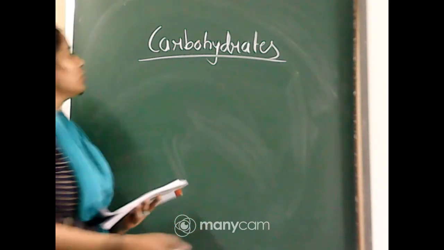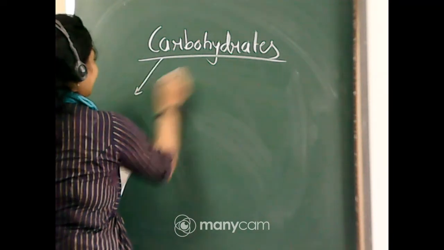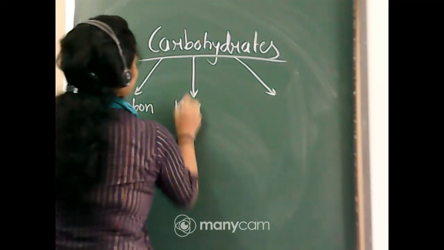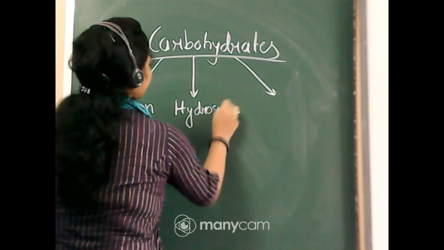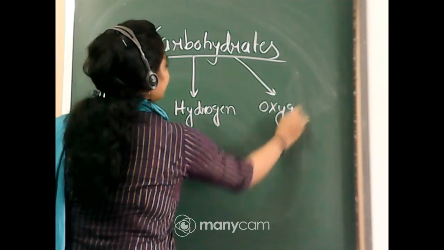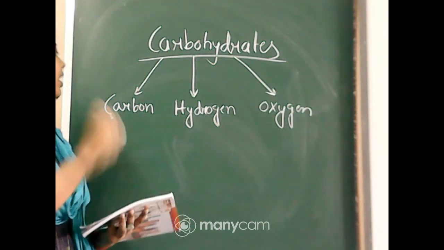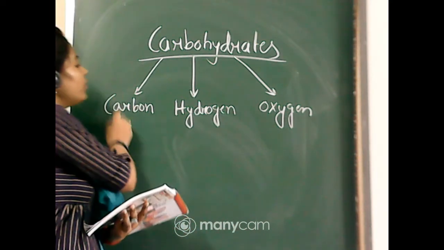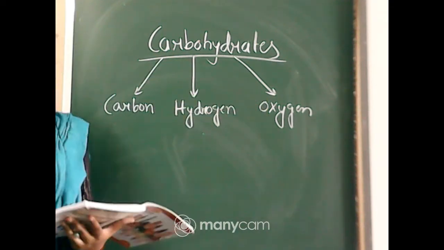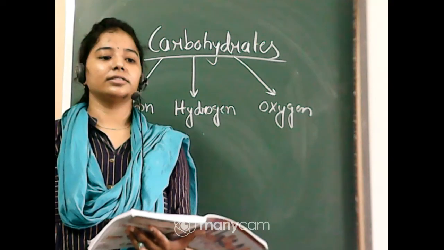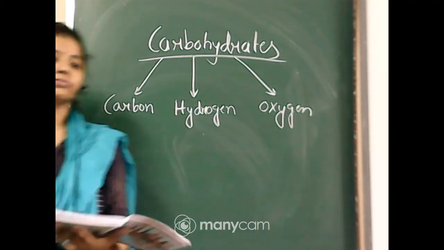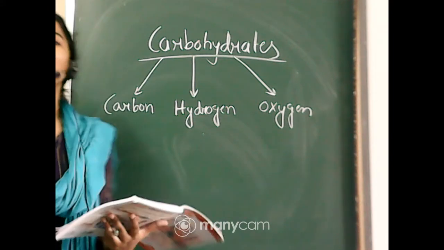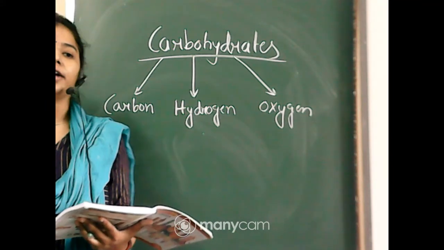So here carbohydrate is made up of mainly three components: one is carbon, another is hydrogen, and another is oxygen. So carbohydrate is made up of carbon, hydrogen and oxygen. Isn't it, students? Any problem? Okay. Now we can say that carbon plus hydrogen plus oxygen equals carbohydrate.